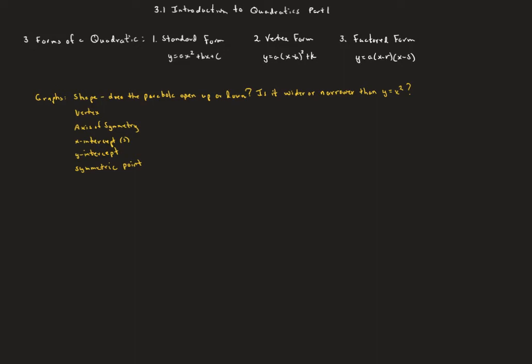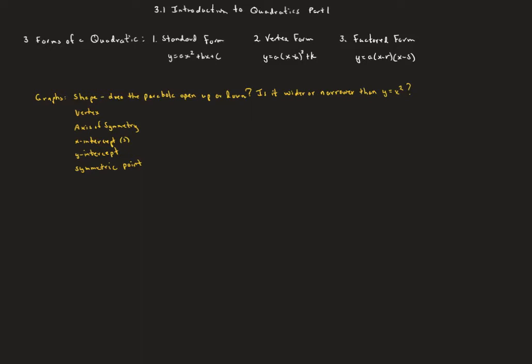So we start in section 3.1 with the introduction to quadratics. I'm going to make a separate video on a bunch of factoring stuff, but we're going to start with, there are three forms of a quadratic. Standard form, y equals ax squared plus bx plus c. Vertex form is y equals a times (x minus h) squared plus k, and factored form is y equals a times (x minus r) times (x minus s).